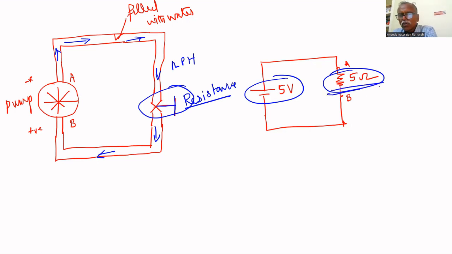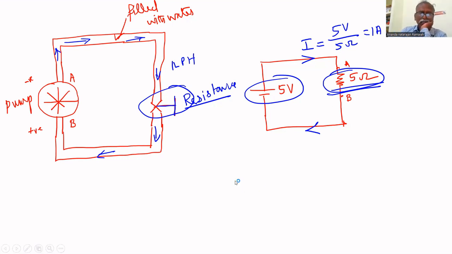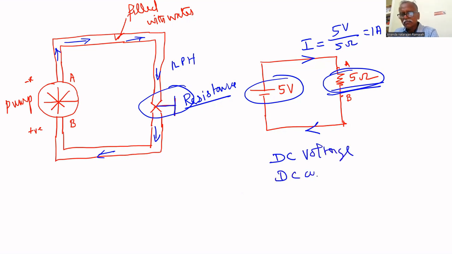Similarly, if you put more resistance, less current. If you put less resistance, more current. That's all. The current will be flowing this way. Current I is equal to 5 volt divided by 5 ohm, so 1 ampere current will flow through this part. This is the analogy for electric current. This current is called DC current, with DC voltage.